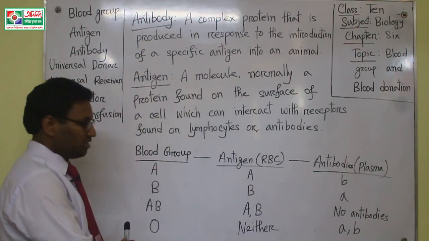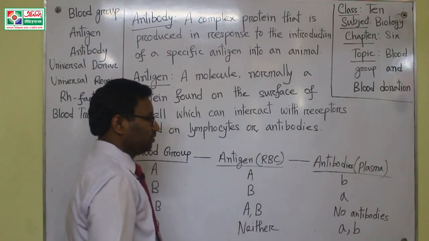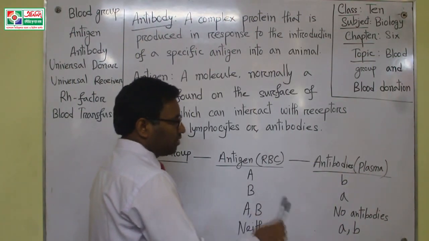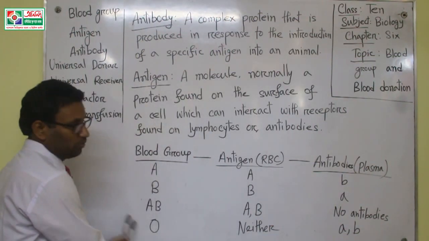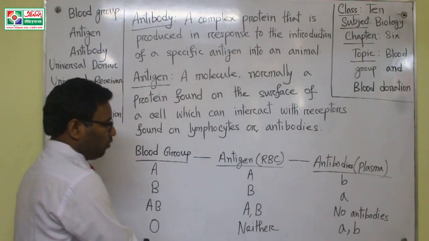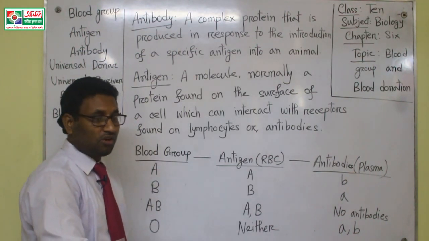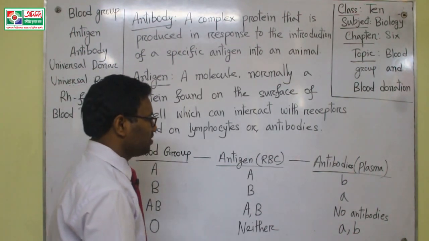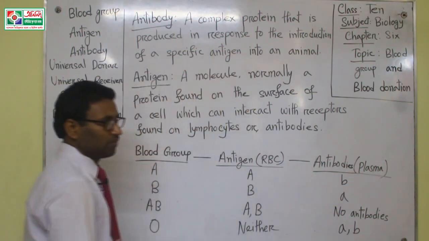The AB blood group possesses both antigen A and antigen B. On the other hand, antibody is completely absent. And the last one, O blood group. The O blood group possesses no antigen. That means in this case, antigen is completely absent in red blood corpuscles. On the other hand, antibodies small a and b are present.